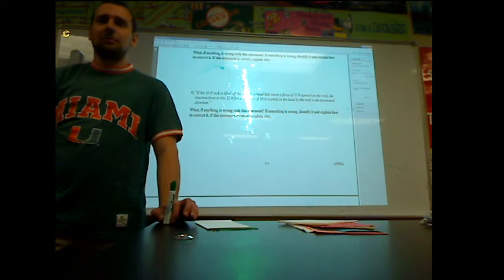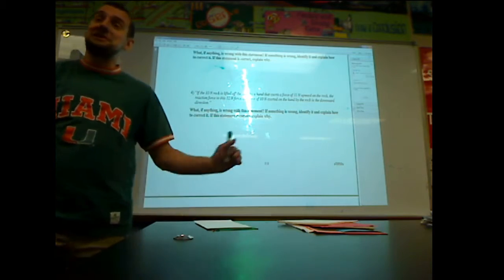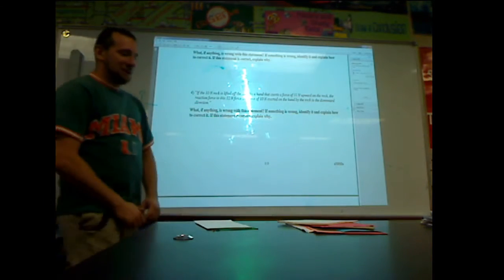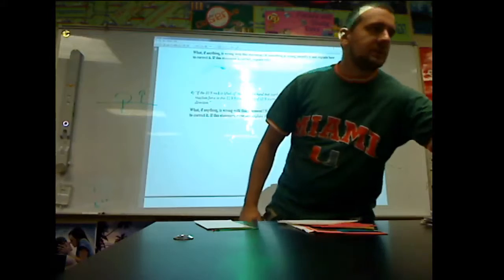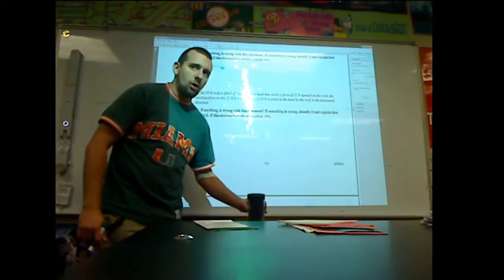Wait. Isn't it weight? This always stops. It was easy until now, right? Okay, so I pick up a rock, or pick up this thing, and I exert 12 Newtons of force on it.